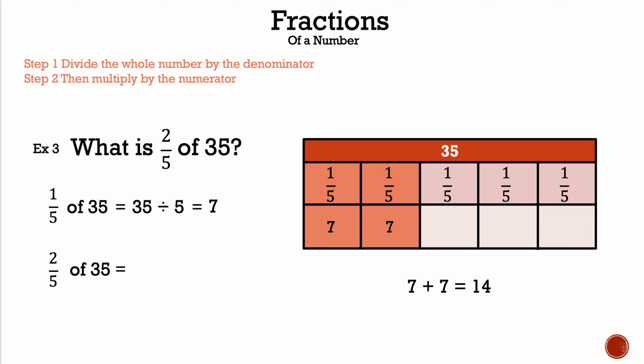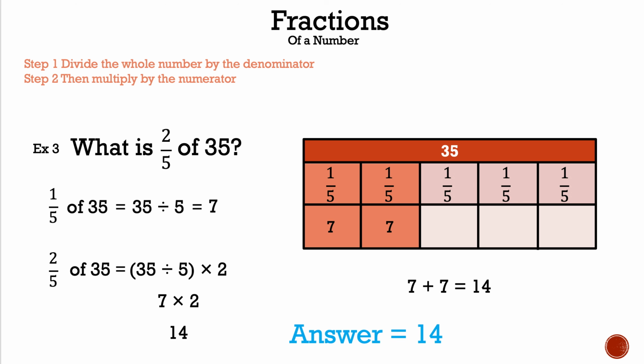Okay, now let's show you how to do it in a more mathematical way. 2/5 of 35 is the same thing as 35 divided by 5, which is step 1, times 2, which is step 2. So 35 divided by 5 is 7. 7 times 2 is 14. And we have 14 two different ways. And our answer is 14.